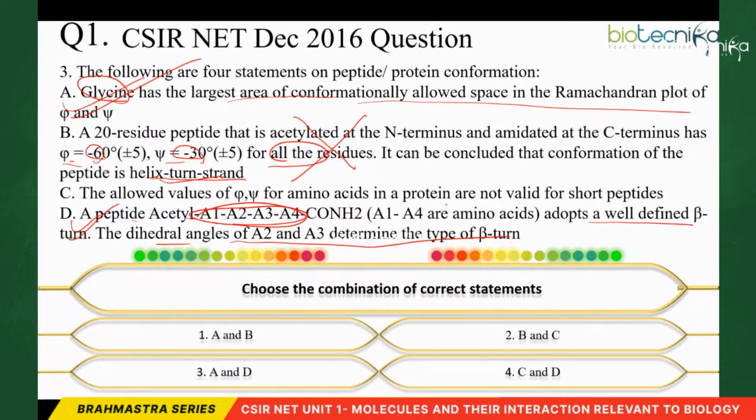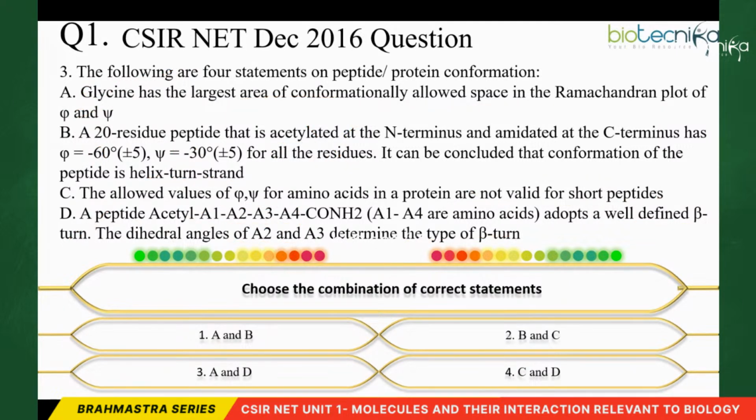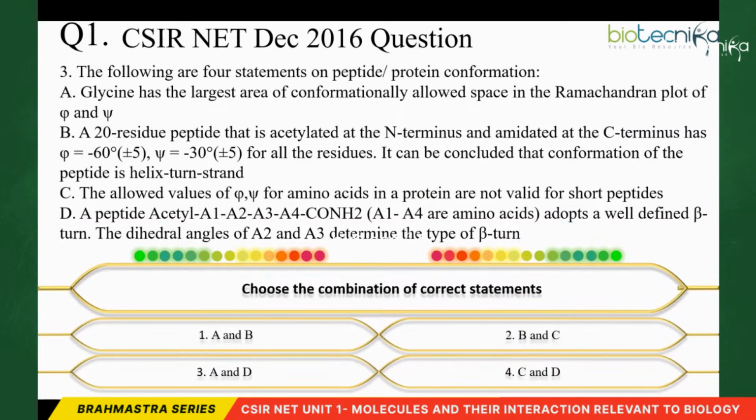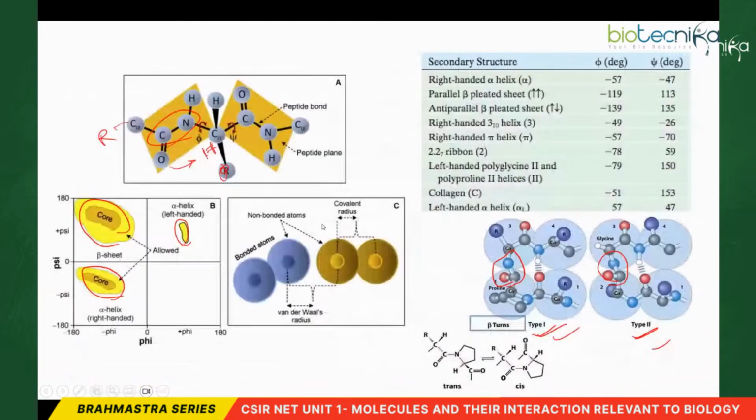Allowed values of phi psi are not valid for short peptides. Why wouldn't it be valid for short peptides? Even if it is a dipeptide, it would have a peptide plane, and as long as you have a peptide plane, you will have at least one phi and one psi. That is why C is correct. So your correct answer over here is option 3. I hope everyone understood that.